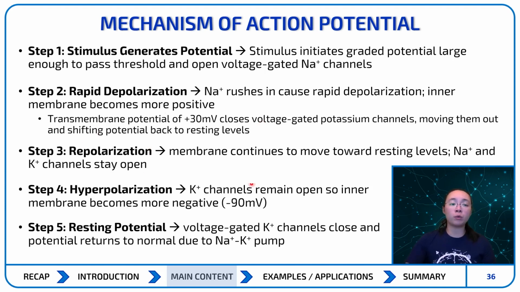There's a repolarization event. The membrane continues to move towards resting levels, and the sodium and potassium channels stay open. In the hyperpolarization stage, step 4, the potassium channels remain open, the sodium channels close, so the inner membrane now becomes more negative, 90 millivolts.